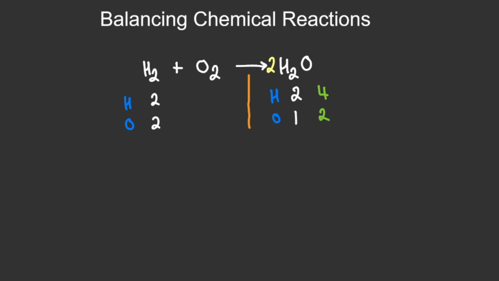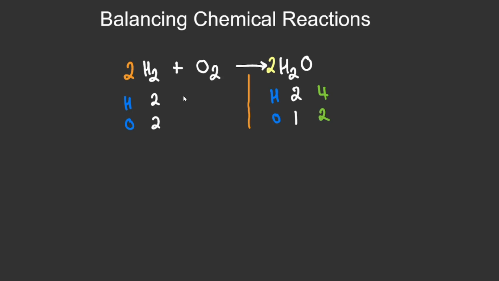Now the product side has 2 oxygen atoms, which is good. But now we also have 4 hydrogen atoms on the product side because the 2 water molecules means we have 4 hydrogens in total. So we need 4 hydrogen atoms on the reactant side. So to fix that, we need to put a coefficient of 2 in front of the H2.